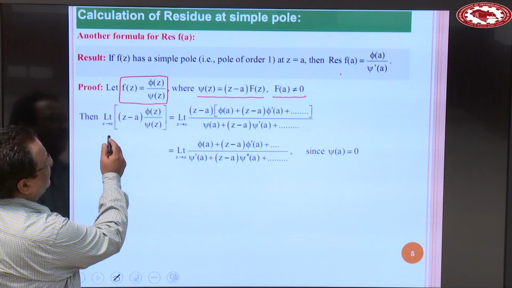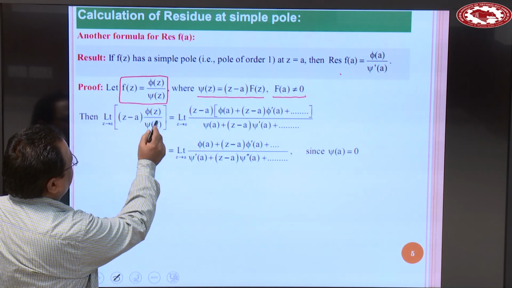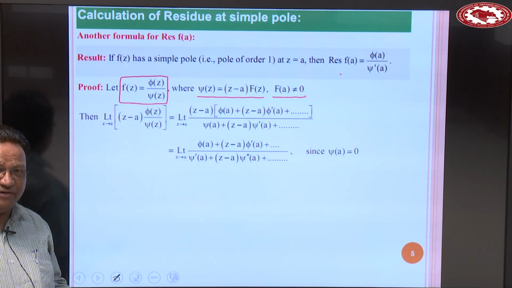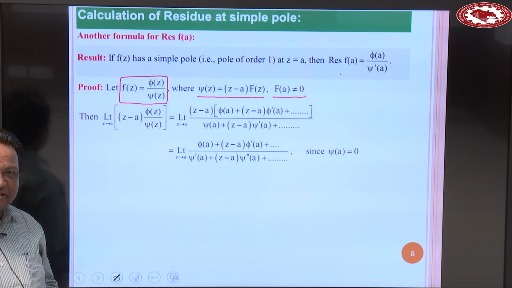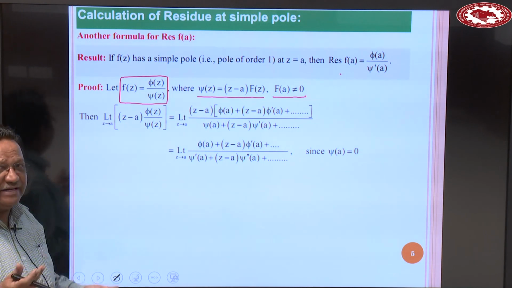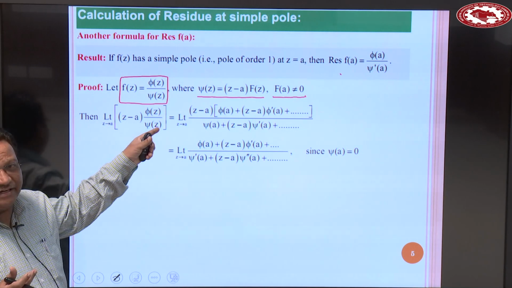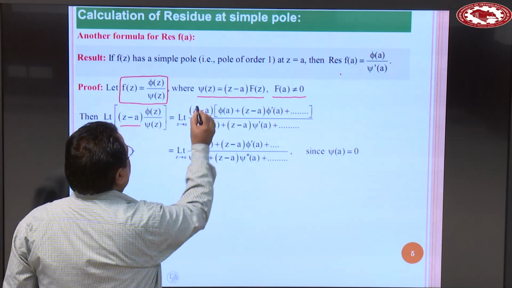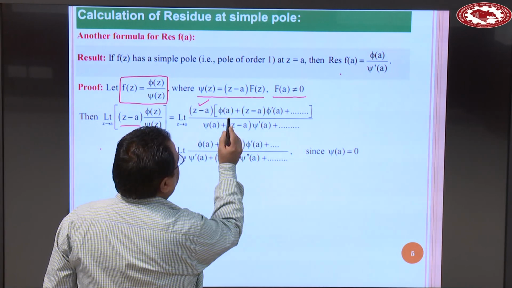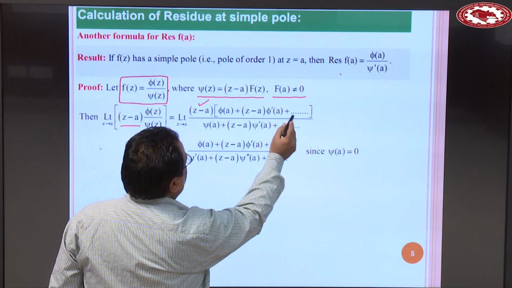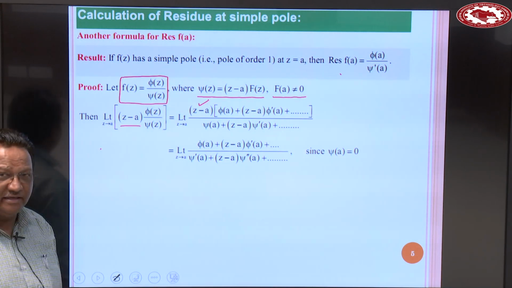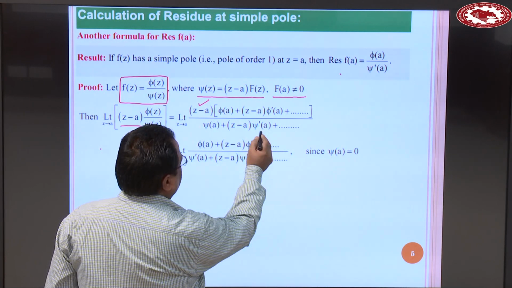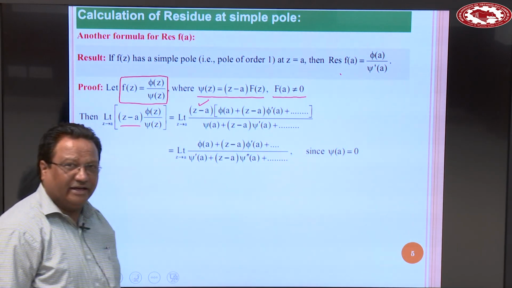Now taking the limit z tends to a of (z minus a) phi(z) over psi(z), because we know the residue from the previous result. How can we evaluate a minus 1, the residue of f at a? It is the limit z tends to a of (z minus a) f(z). Here f(z) is phi(z) over psi(z), so substitute this term as it is. phi(z) is phi(a) plus (z minus a) phi dash(a) plus and so on, just expand this, and psi(z) is psi(a) plus (z minus a) psi dash(a) plus and so on, by Taylor's theorem.